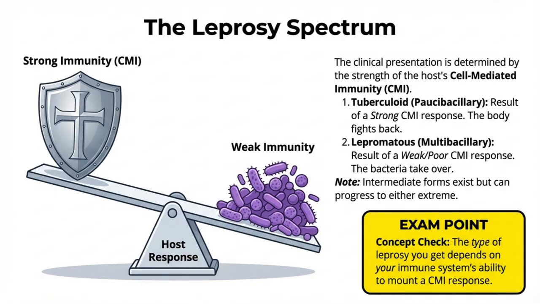Leprosy is best understood as an immune spectrum. The clinical form of the disease depends entirely on the strength of the host cell-mediated immunity. When immunity is strong, the infection is contained, resulting in tuberculoid leprosy. When immunity is weak or absent, the infection spreads widely, resulting in lepromatous leprosy. Intermediate borderline forms may exist and can progress toward either pole depending on immune status.